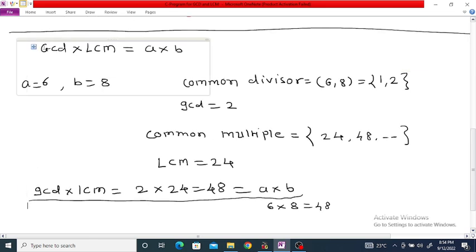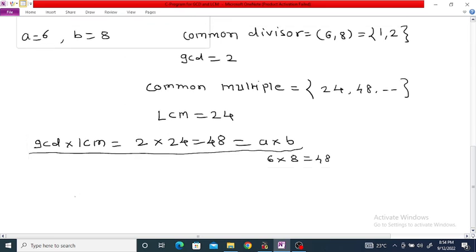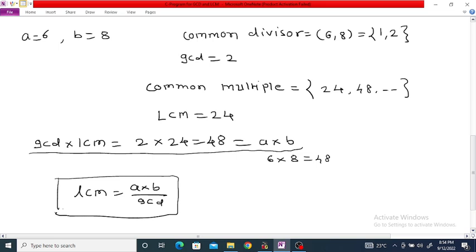So we are going to use this logic to find the LCM of A and B. First of all we are going to find GCD, and then LCM is equal to A into B divided by GCD. If we use this formula, then we get the LCM of the given numbers.